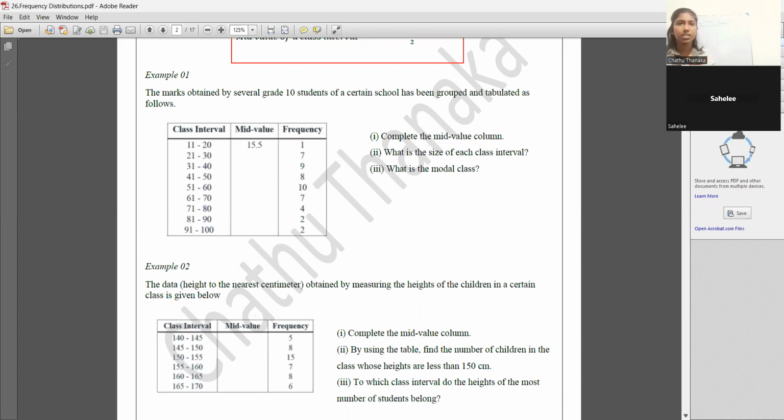So the first class interval is 11 to 20. Then what you have to do to find the mid, 11 to 20? To find the mid values, you have to add these two values. Then 11 plus 20, then divided by 2. Then the answer is 31 over 2. Now it's a decimal value. Doesn't matter, mid values can contain decimal values also. Then the answer is equal to 15.5. This is the answer.